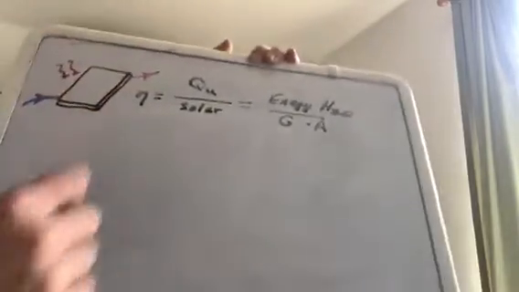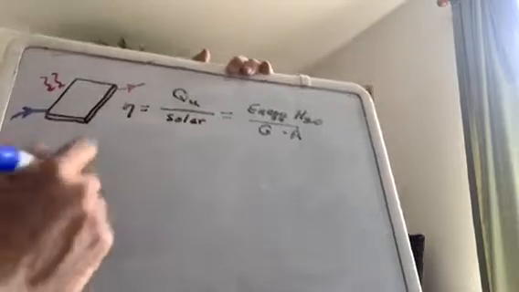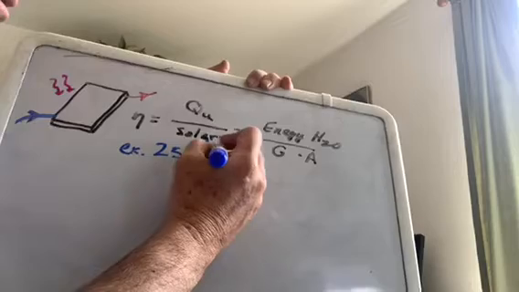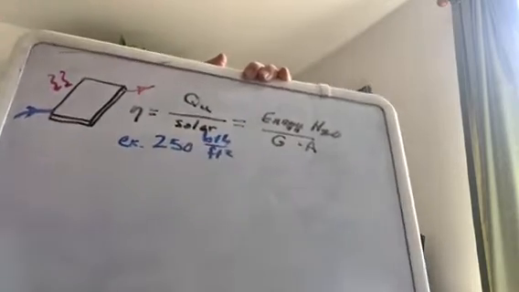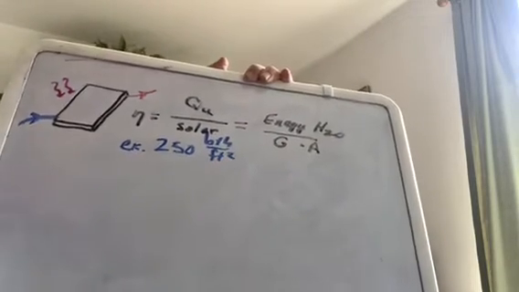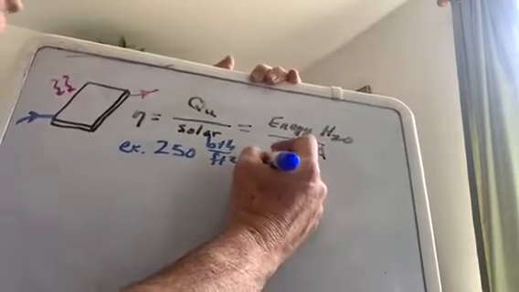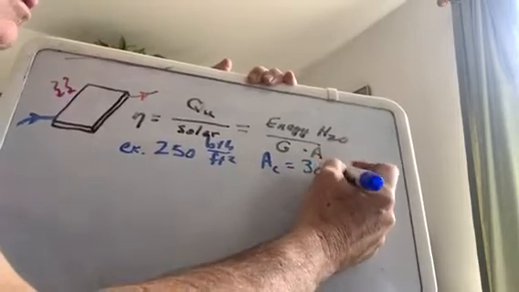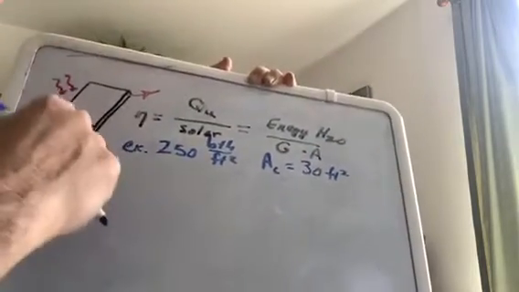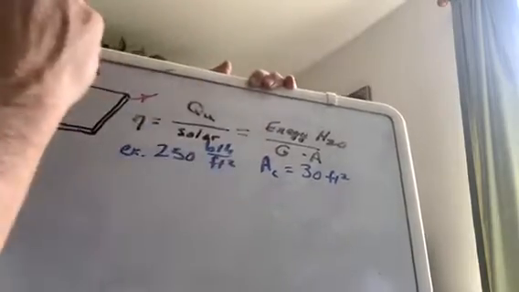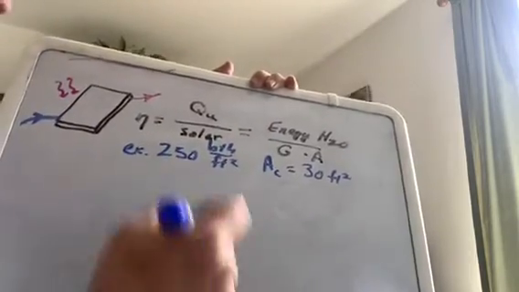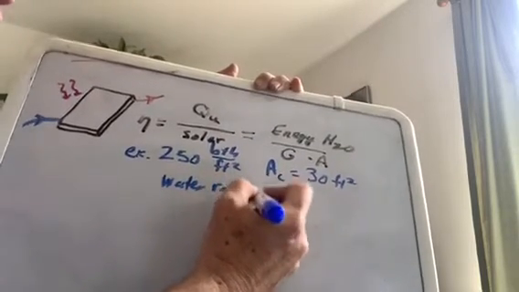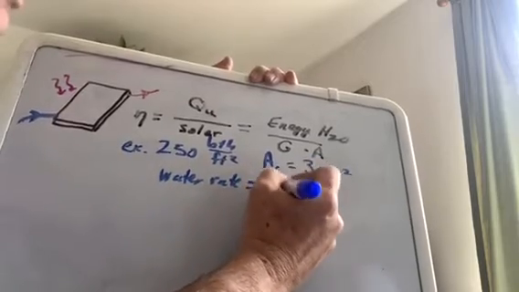So let's just say we've got really good solar. That was not good solar outside this afternoon, but let's just say that there was 250 BTU per hour per foot squared. In addition, let's say that the area of the collector is 30 square feet, which is about what I had out there. And let's say we were able to do some measurements and figure out the rate at which the water picked up energy. A typical number, let's say 40 BTUs per minute.